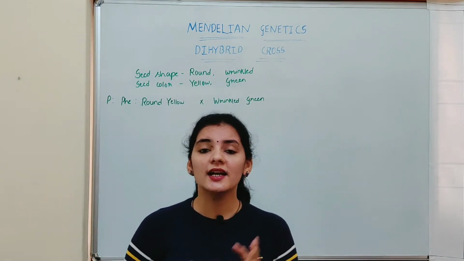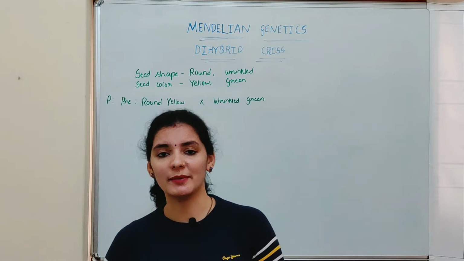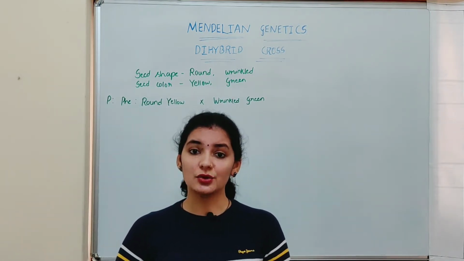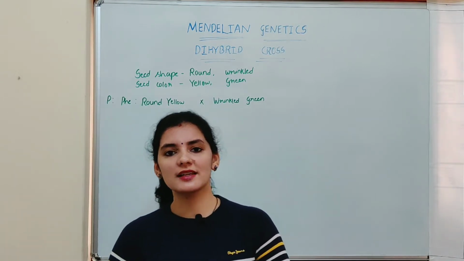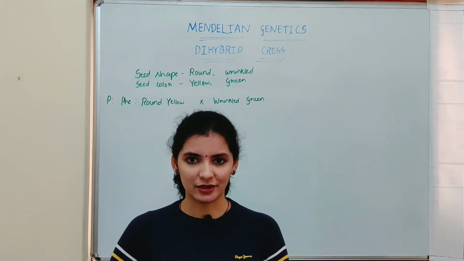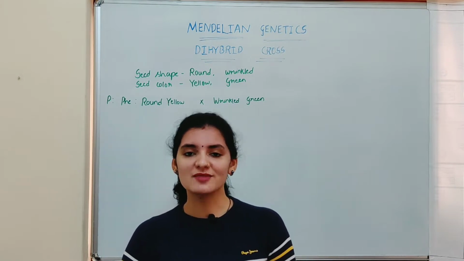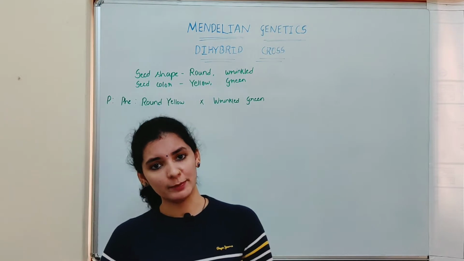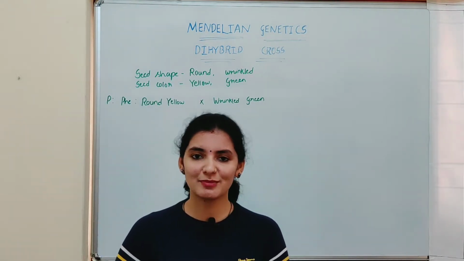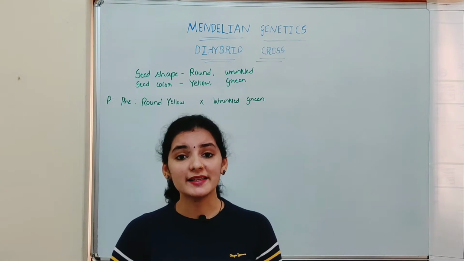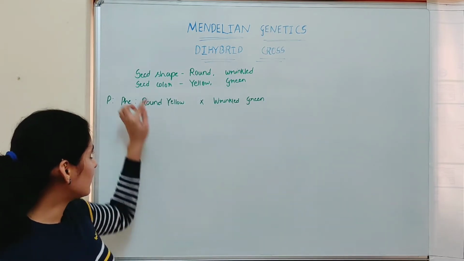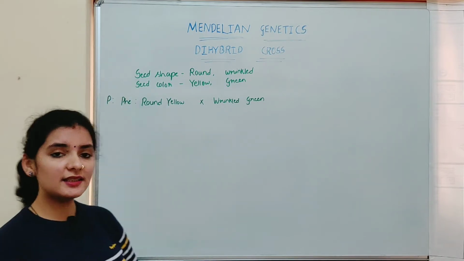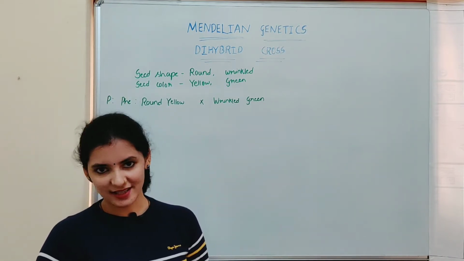Or in other words, dihybrid cross is a breeding experiment involving individuals that differ in two characters. So he took a parent plant that differs in two characters for the dihybrid cross. We'll discuss more about dihybrid cross by taking an example. You all know that Mendel did the breeding experiment on pea plants. So he did the dihybrid cross experiment on pea plants itself by taking two characters into consideration, that is seed shape and seed color. So these are the two characters that he selected for the dihybrid cross experiment.